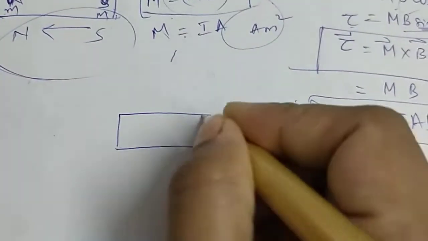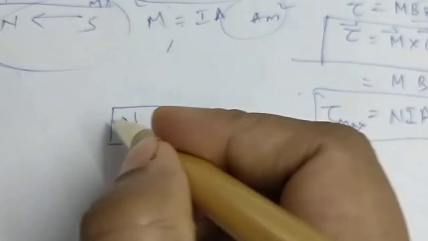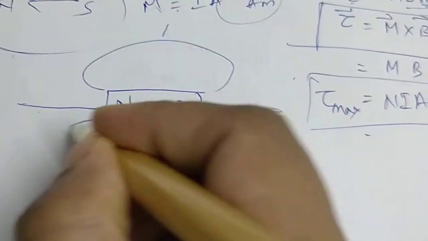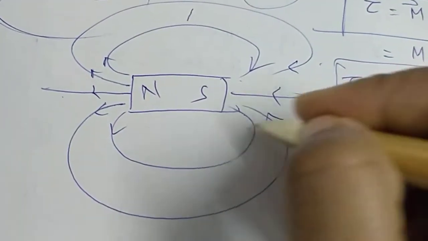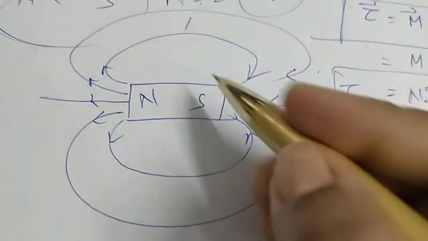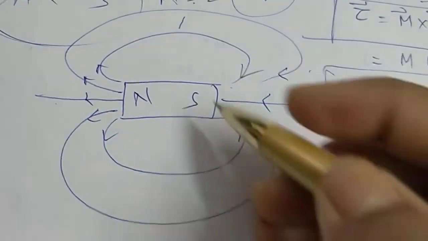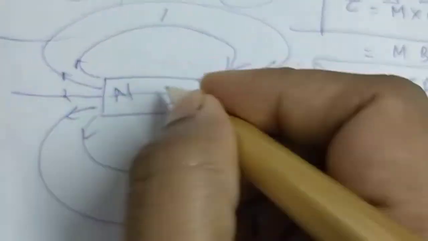So in 10th class also you have done, if this is north pole, south pole, outside it is, see, magnetic lines, if you have to draw, it will be like this, right? So outside the magnet it is north to south. From north it will come out, and in south it will enter. So north to south is the direction of the magnetic field outside the magnet. Inside the magnet it is opposite, it is south to north.